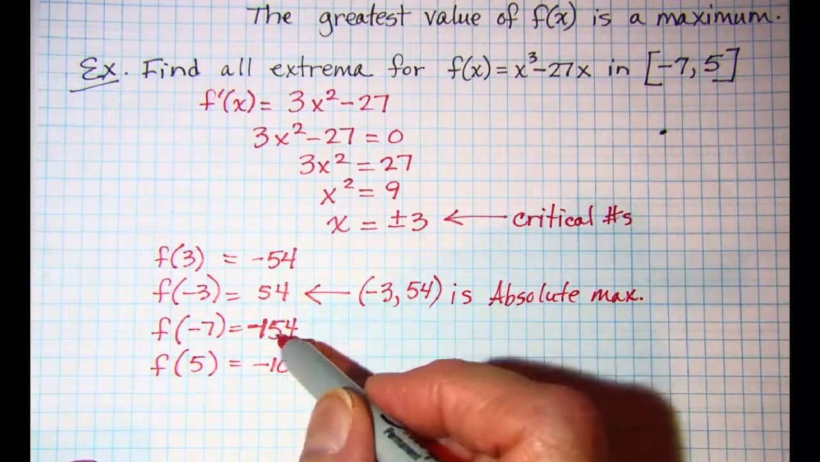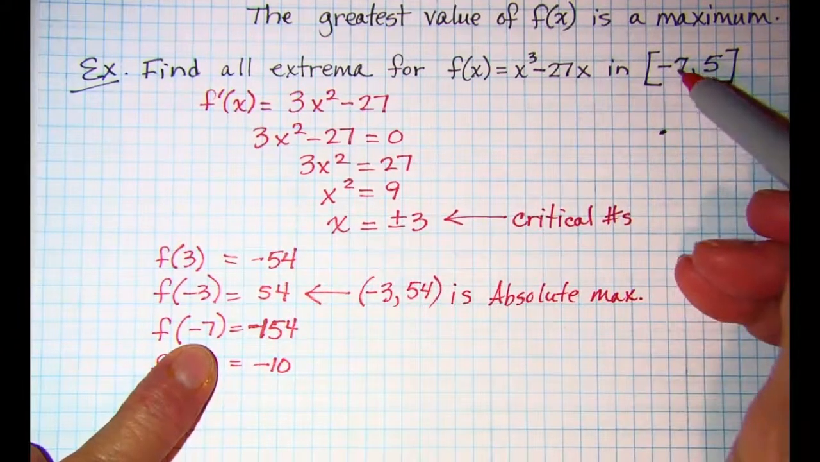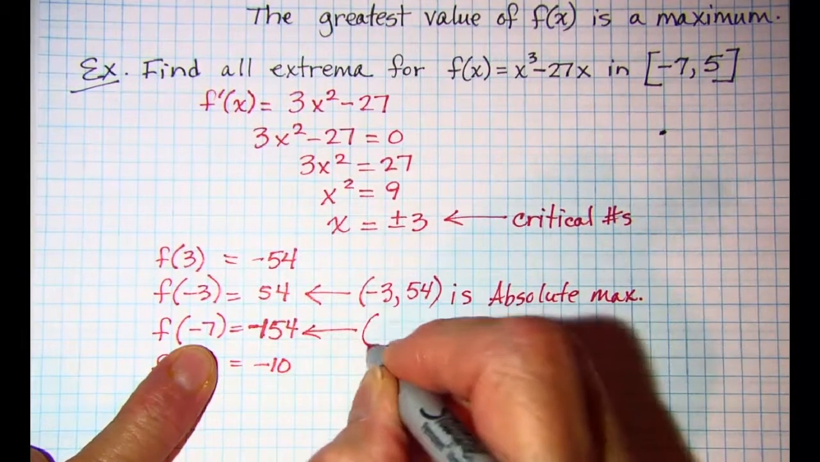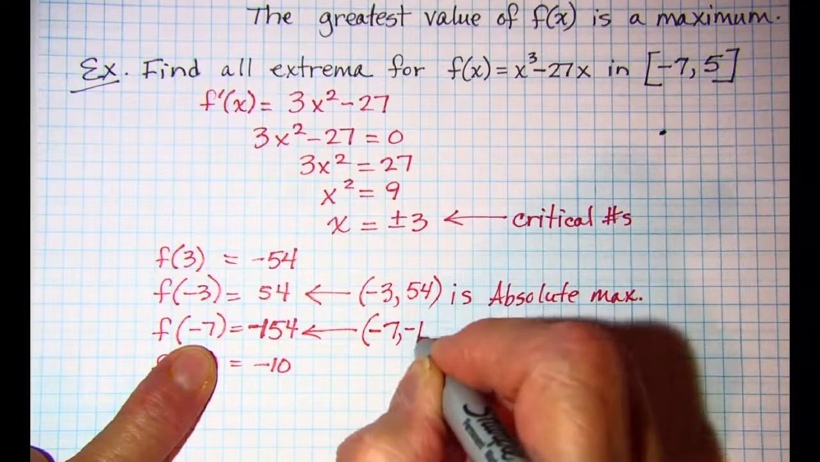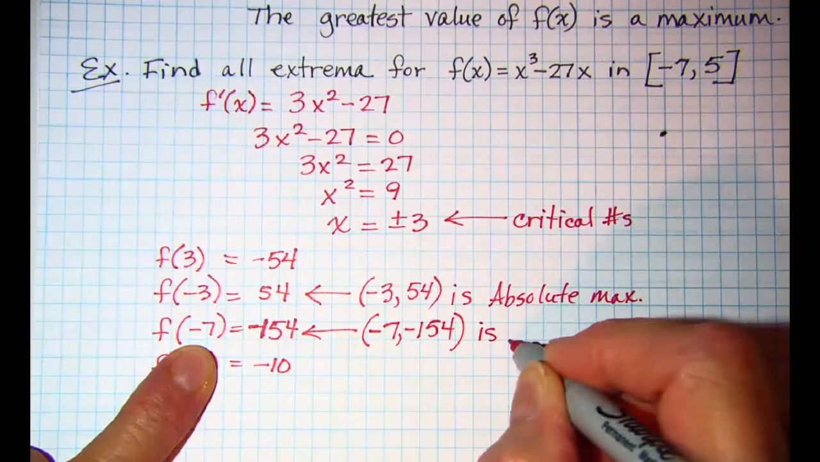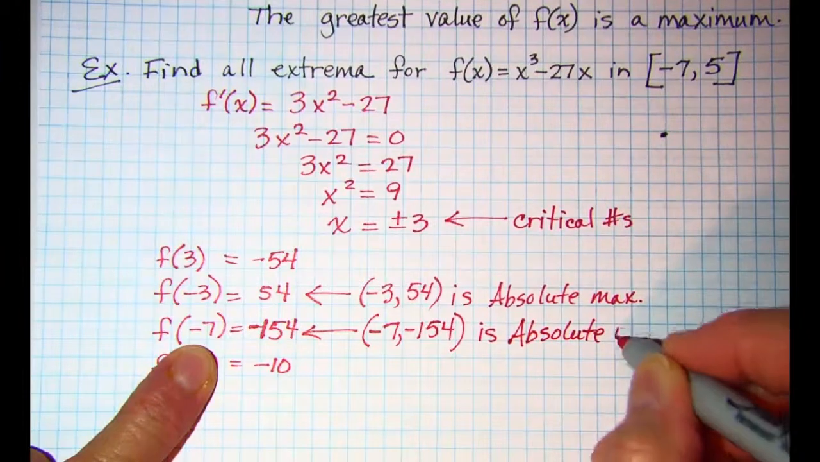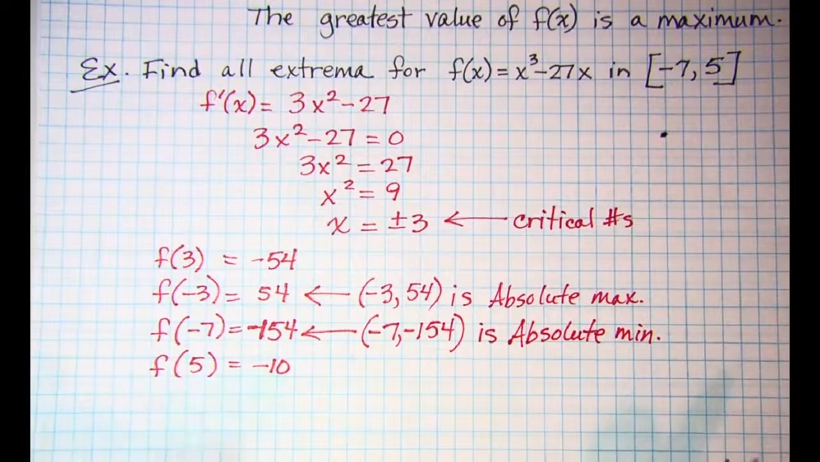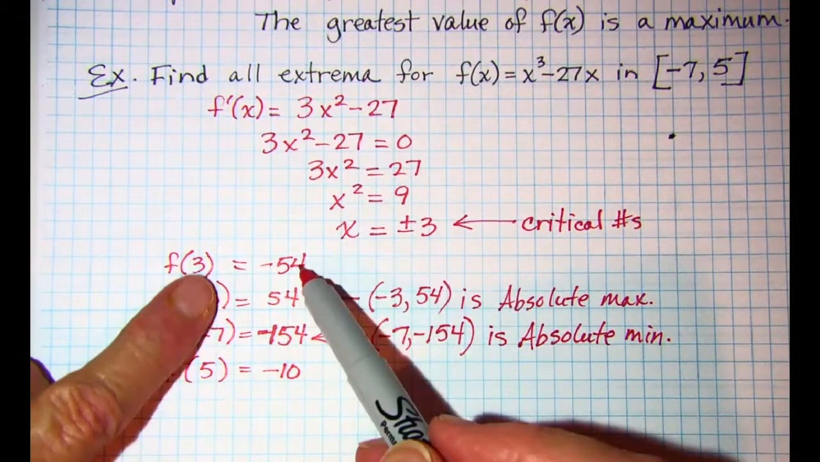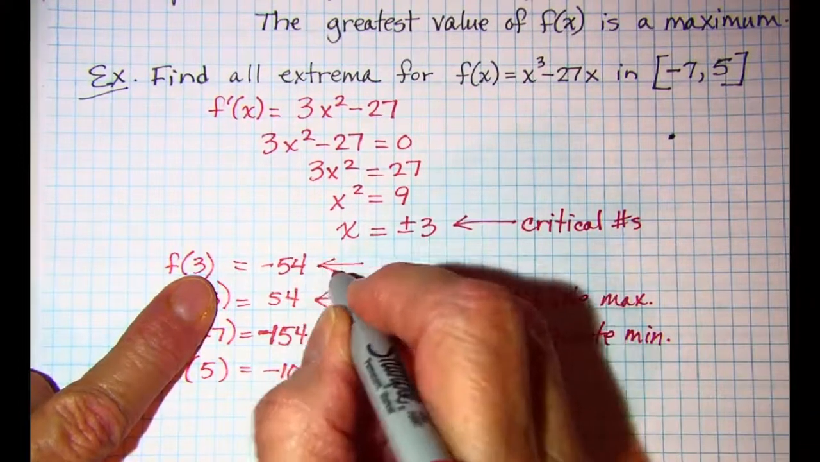And -7, -154. Now -7 is at an endpoint. So this is going to be an absolute minimum. And this is an endpoint, so the only thing I can say about this one is that it's a relative minimum.